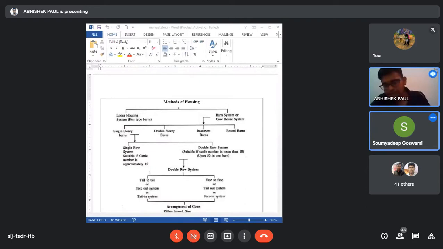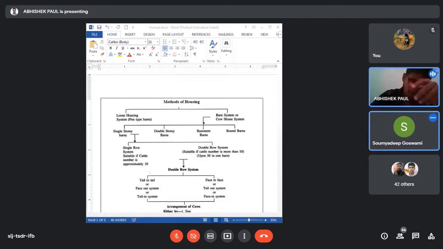And some are variable costs, like your feed cost, for feeding the animal, labor charges, then medicine cost, and the miscellaneous. Miscellaneous, like water bill and electricity bill, these things come under miscellaneous cost. So all these fixed and variable costs are the input.